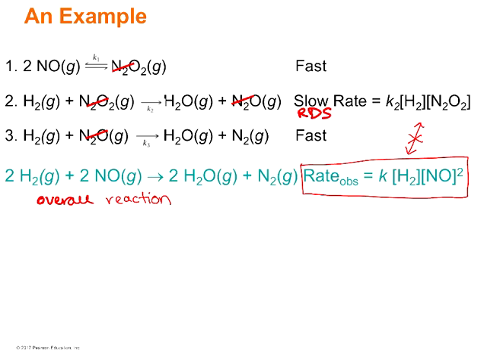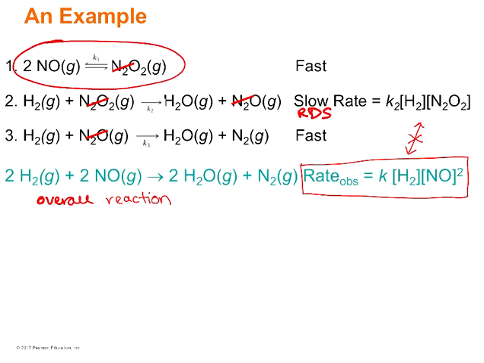Now, we can use the fact that the first step is at equilibrium, and we can rewrite our rate law in terms of the reactants of that first step. So we're going to utilize this first step and its equilibrium state to rewrite N2O2 in terms of NO.